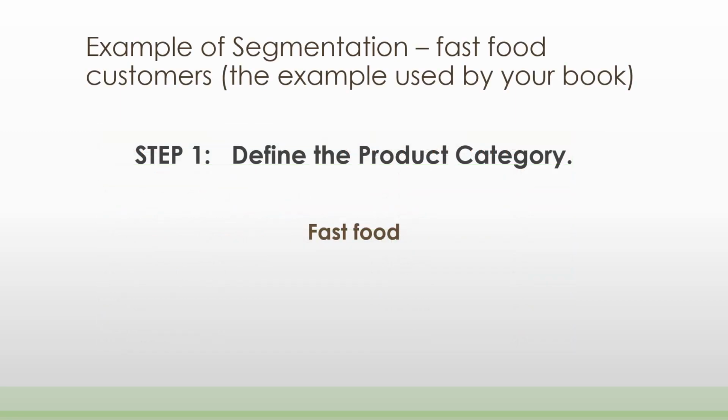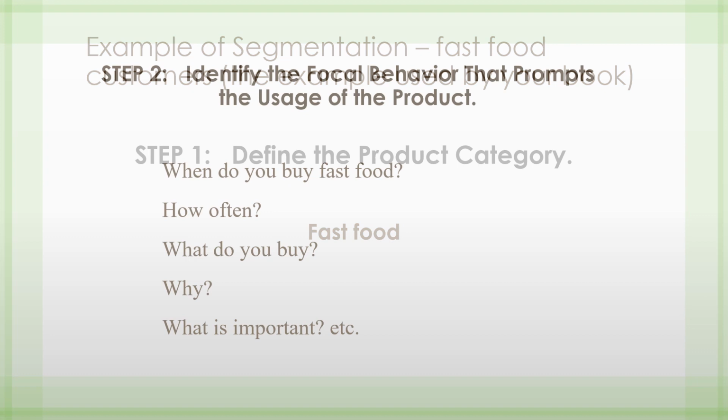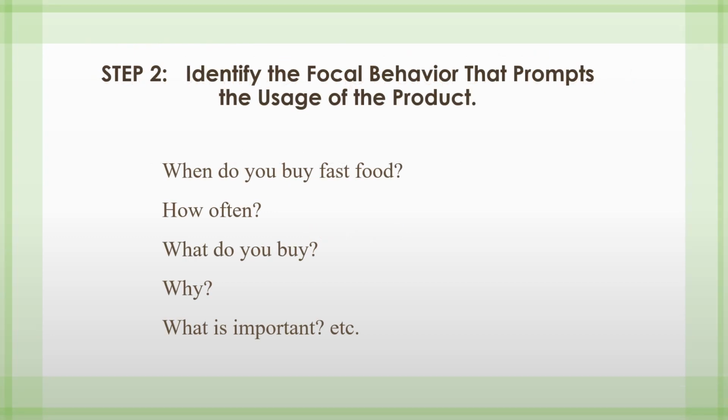Let's look at an example of segmentation using benefits sought. First, we define the product category. We're talking about fast food restaurants. Second step is to identify the focal behavior that prompts the usage of the product. Well, when do you buy fast food? Some of you go to fast food restaurants for breakfast. Some go there for lunch, others for dinner. Maybe you like to go to a fast food restaurant on your way home from night school to pick up a little something. Or maybe after you've been out clubbing, you might stop at Taco Bell and grab a little food on your way home.